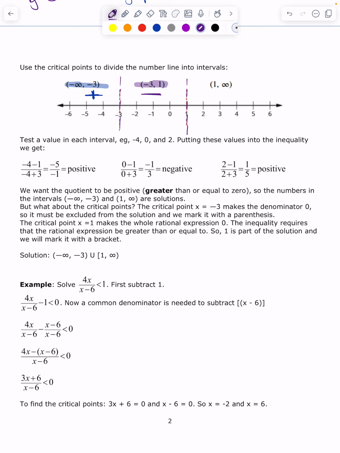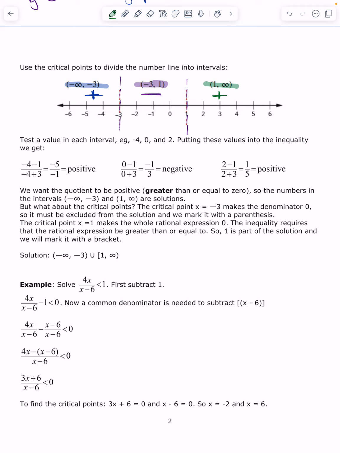Last interval we're going to check. See if we can get a different color here, because that's what matters, right? Is this one 1 to infinity? So we pick 2. We don't have to get elaborate. 2 minus 1 is 1. 2 plus 3 is 5. I get a positive value here.